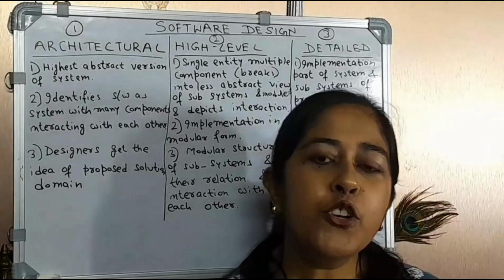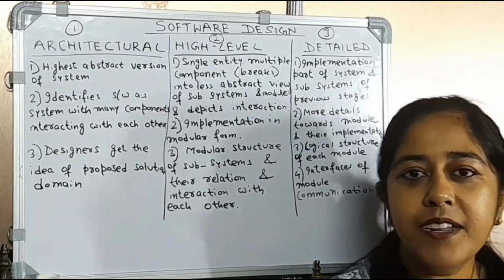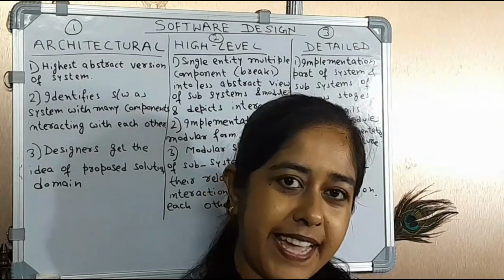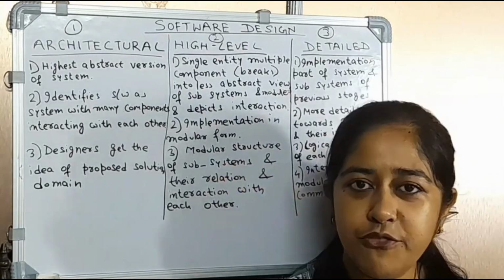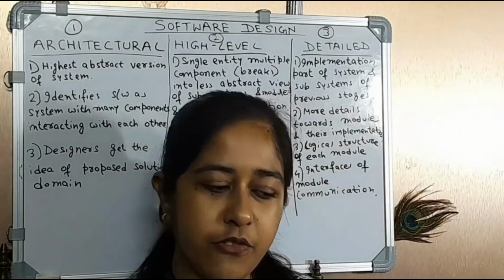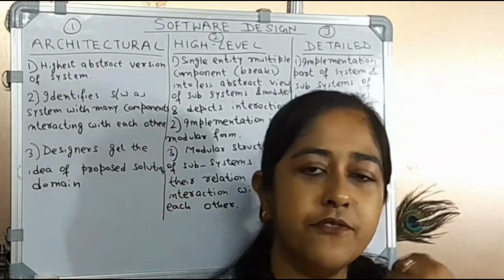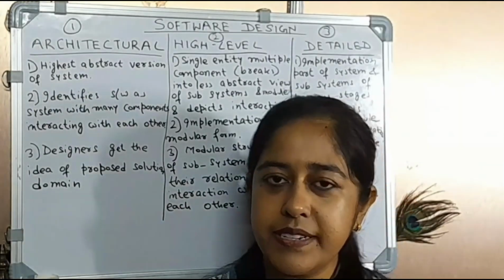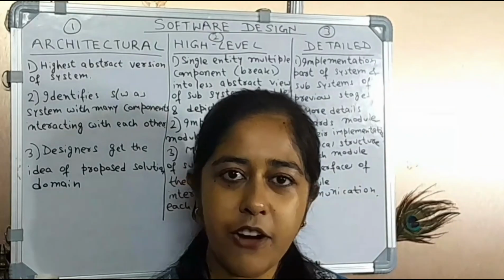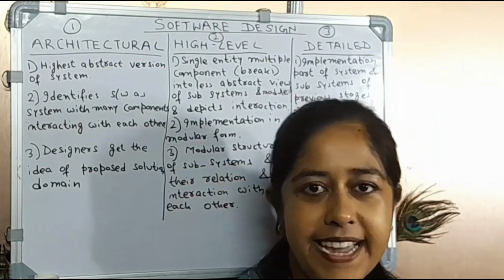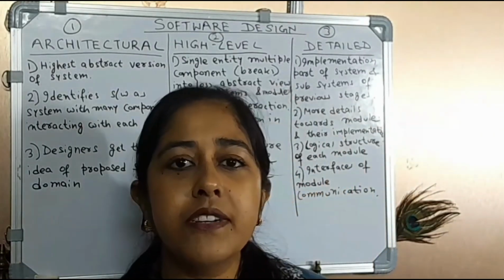Okay, now today we are going to start our new topic, that is software design. As we all know, software design is the third level of our SDLC model. First was feasibility study, second was requirement analysis and specification, and now the third one is our designing phase. Now what do we know about the designing phase?